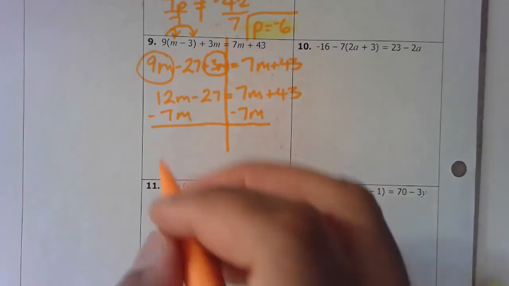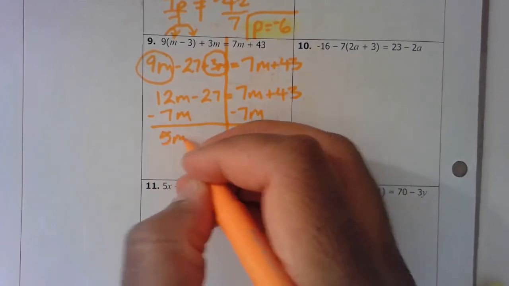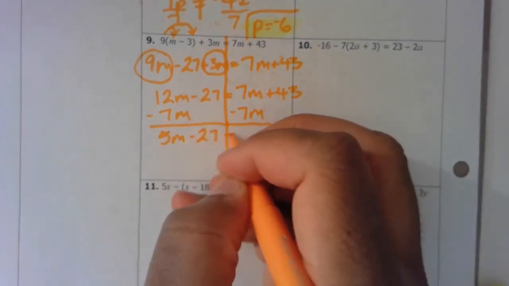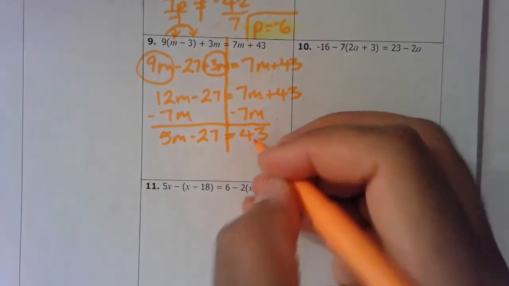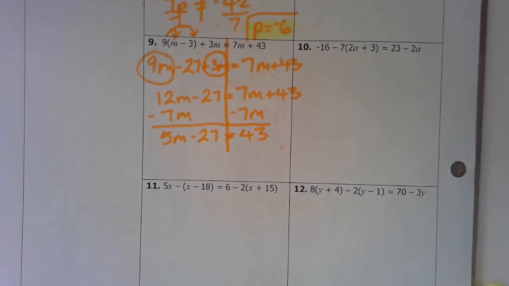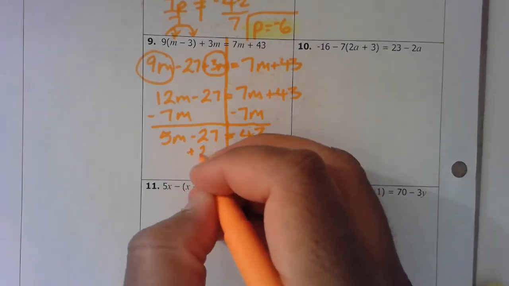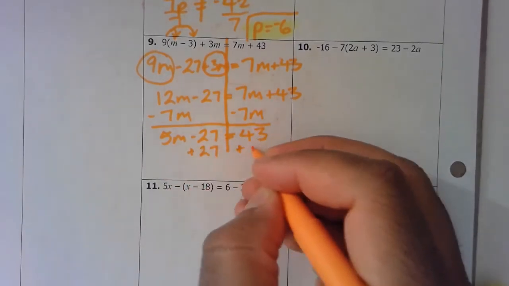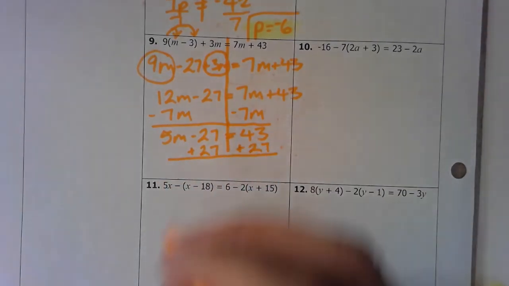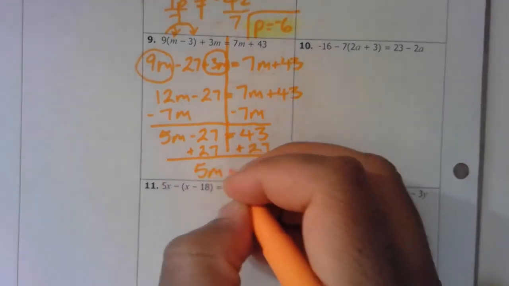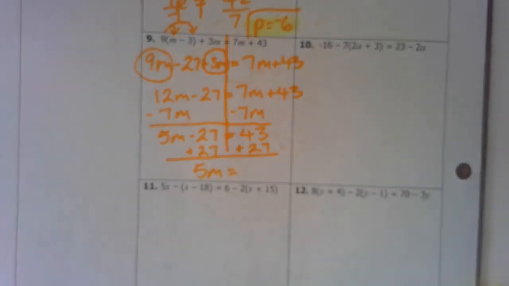And so we're going to be left with a 5m minus 27 equals that 43. So we have a regular 2-step equation from here. Now I'm going to have that minus 27, and I'm going to move it over by doing the inverse. So I'm going to add the 27. So I'm going to have 5m equals 70.